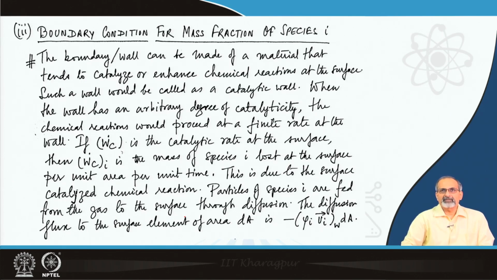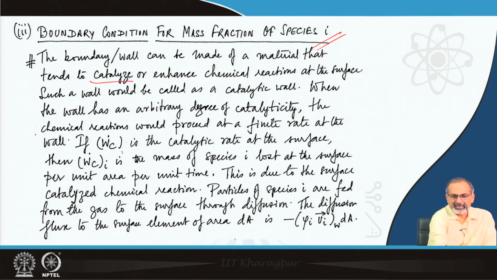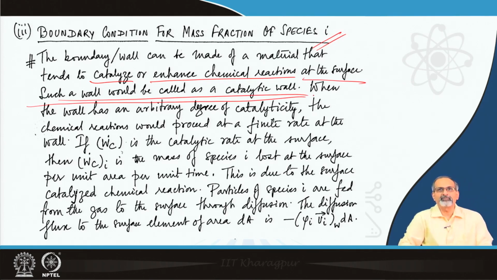Boundary condition for mass fraction of species i. So, since we are talking about a chemically reacting flow, we have to also talk about mass fraction of the different species, and how do we impose boundary condition for them. The boundary or the wall can be made of a material that tends to catalyze or enhance chemical reactions at the surface, and in that case such a wall would be called a catalytic wall.